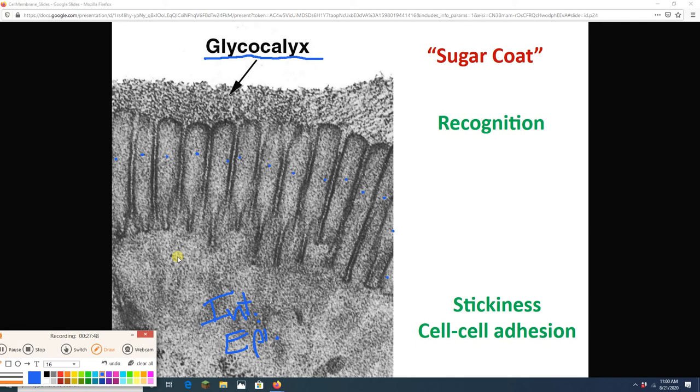Anyway, the glycocalyx is the collection of sugars. Like we said, the sugars are there for recognition, but they also, and this makes beautiful sense, make the cells sticky, which is good for cell-to-cell adhesion. So we actually had two ways cells can be stuck together: by their sugars and by their integral proteins. Awesome.